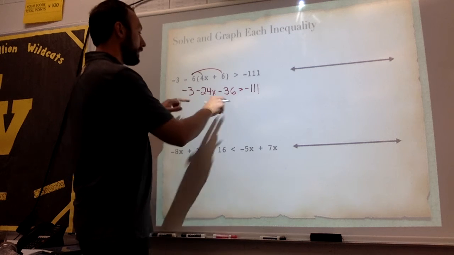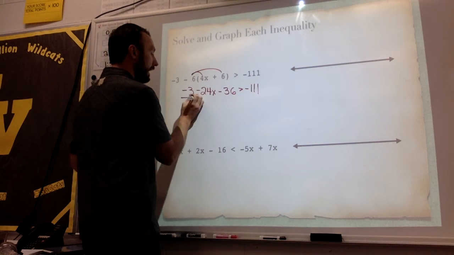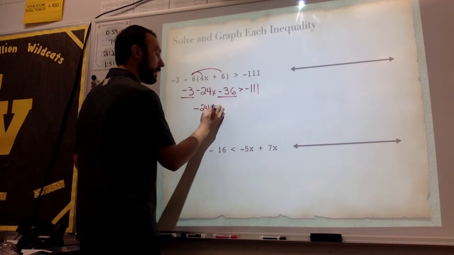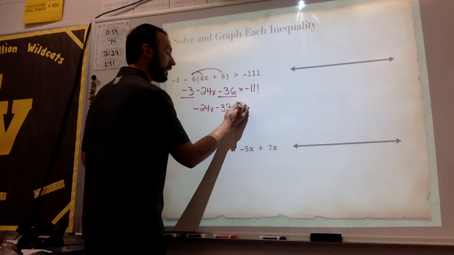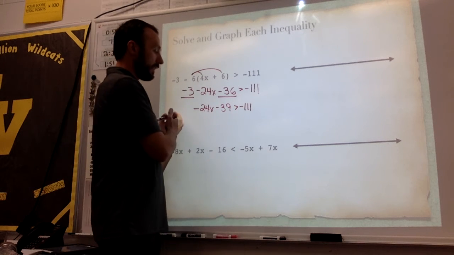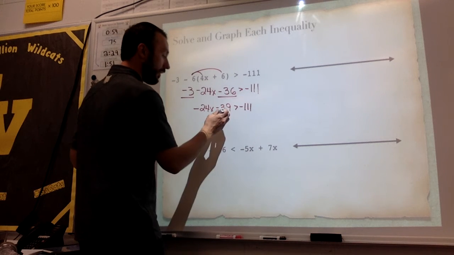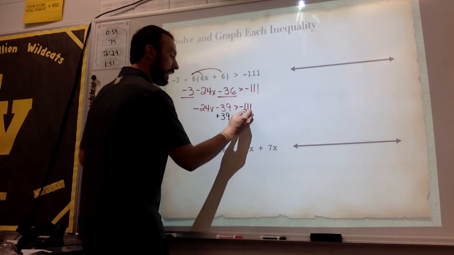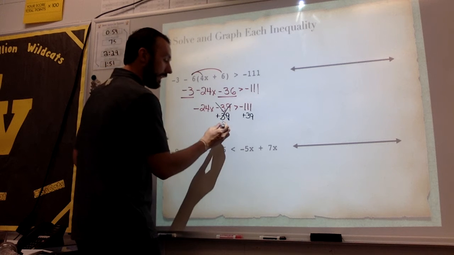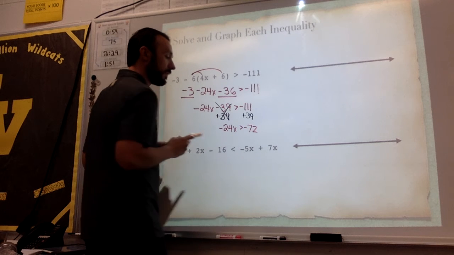My next step would then be to combine like terms on the left side of the inequality sign. I have negative 3, I have negative 36. So that's the same as negative 24x minus 39 is greater than negative 111. So I have all my variables on the left-hand side. I need to push all my constants to the right-hand side. So I am going to add 39 to both sides. Add 39, add 39. Those cancel out, and that will leave me with negative 24x is greater than negative 72.